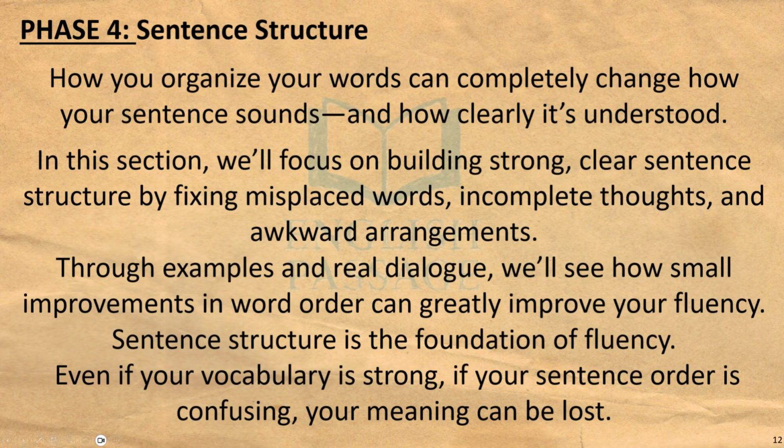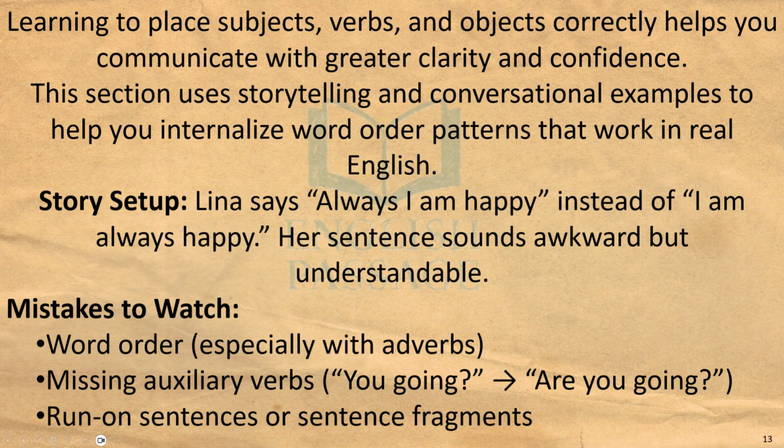Even if your vocabulary is strong, if your sentence order is confusing, your meaning can be lost. Learning to place subjects, verbs, and objects correctly helps you communicate with greater clarity and confidence. This section uses storytelling and conversational examples to help you internalize word order patterns that work in real English.